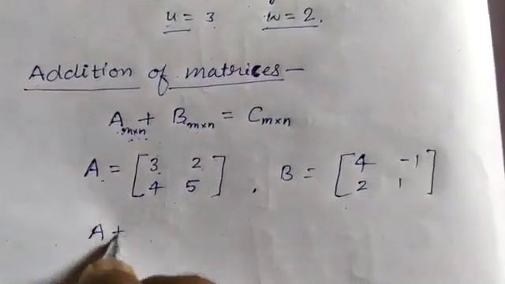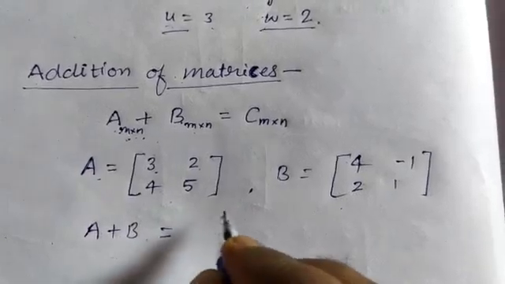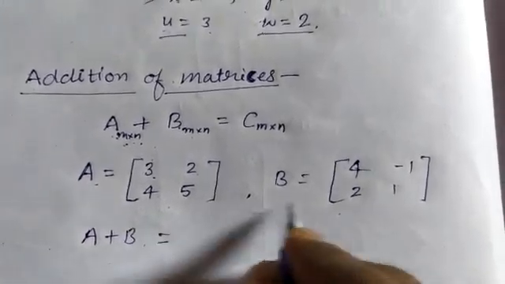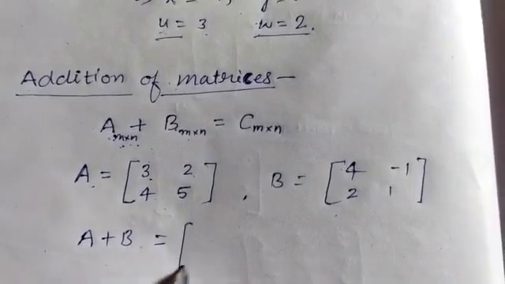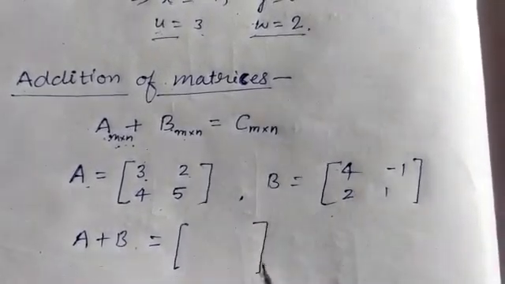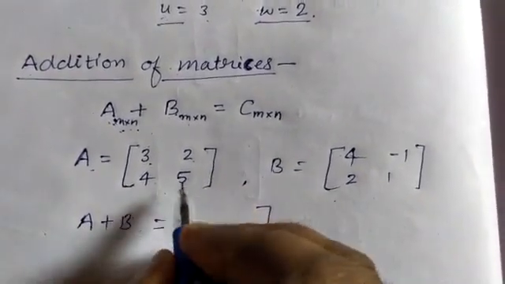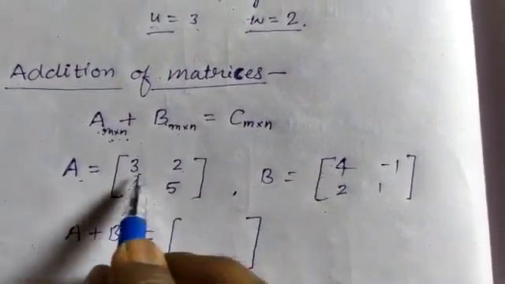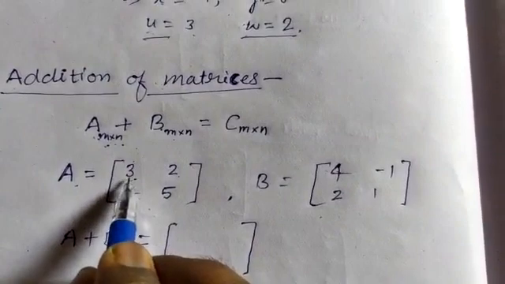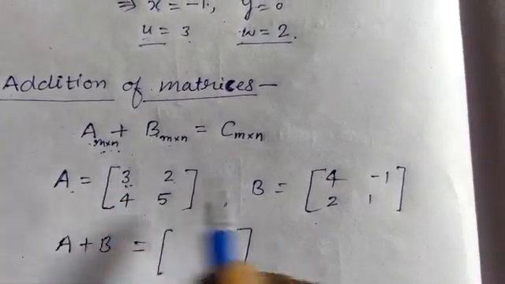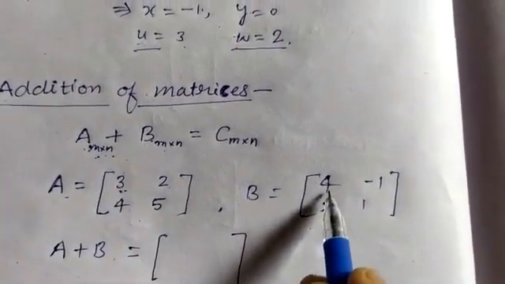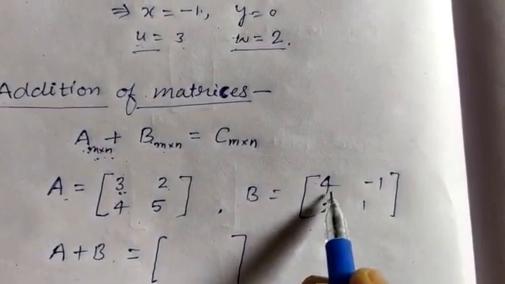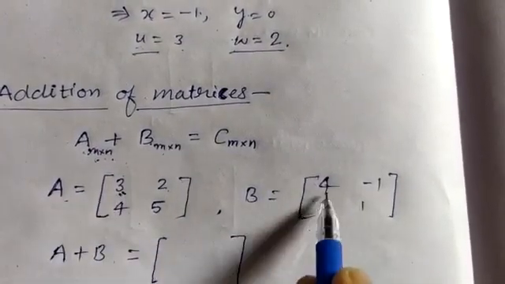On adding A and B, the order of both matrices is 2 by 2. How will you add? For adding the matrices, you have to add the corresponding elements. It means the element of first row and first column will be added to the element of first row and first column of the second matrix. Means 3 will be added to 4.